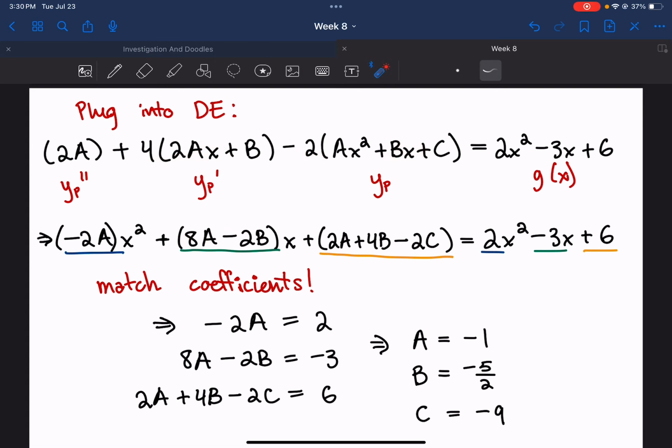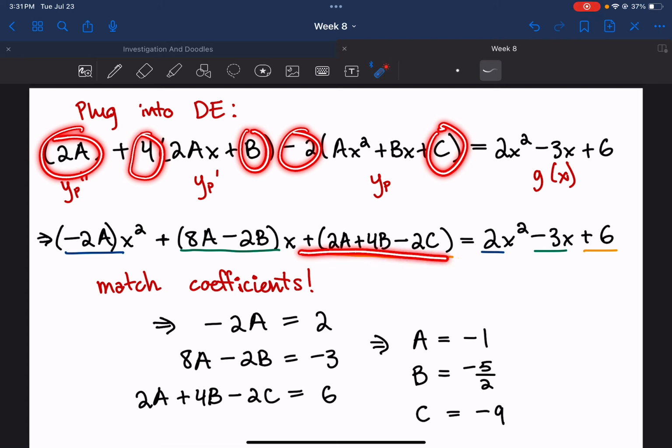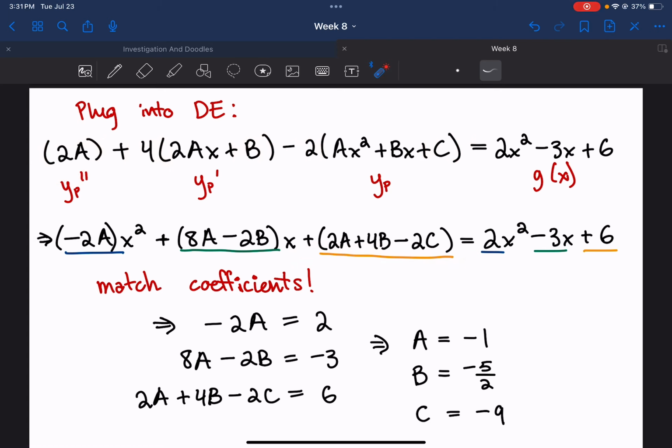Boom. Then I collect up all my constants. This has no x's. 4b has no x's. Negative 2c has no x's. That's this right here. I'm going to collect up all my x squared terms, all my x terms, and all my constant terms together. And then I'm going to look across the equal sign.